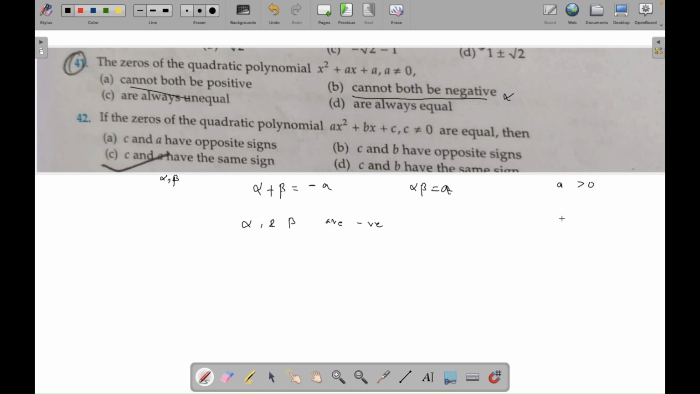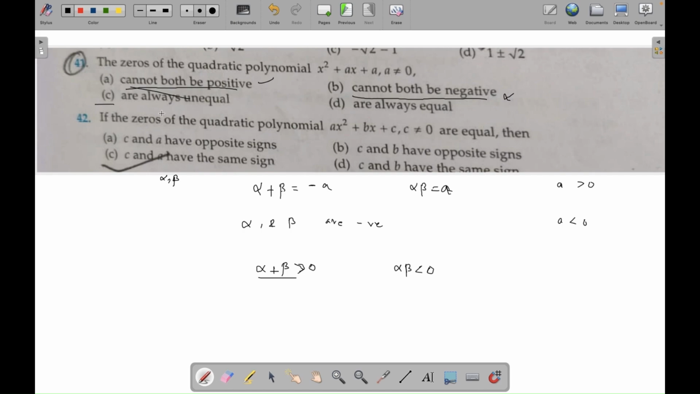The second scenario we can take, let a be less than 0. Which means the sum of roots is positive, because minus of negative is positive. So alpha plus beta is greater than 0 and alpha beta is less than 0. When is this possible? When they are of opposite sign and the positive one is greater in magnitude than the negative one. That is why their sum is greater than 0, but their product is less than 0. So this is true. They cannot both be positive at the same time. If one is positive, the other has to be negative.